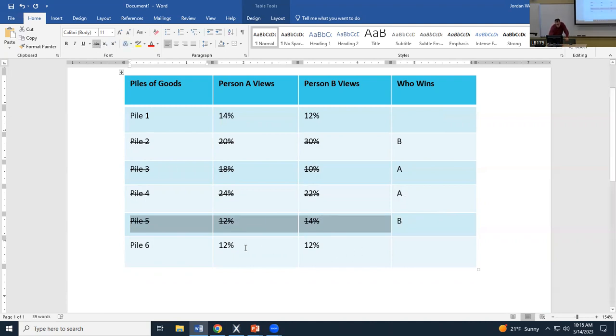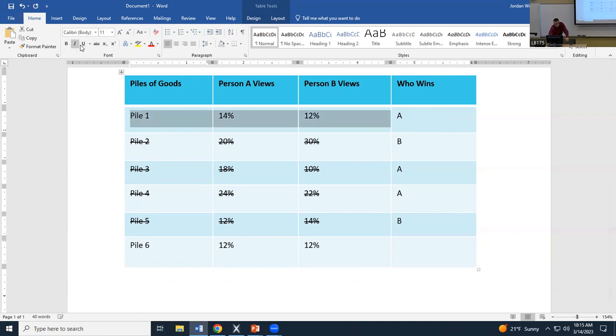And then now it's A's turn. A is going to pick pile one because that's the highest percentage that A sees. Now pile one's off the table. And then pile six, obviously that's the last one, so that by default goes to B. Everybody get that?